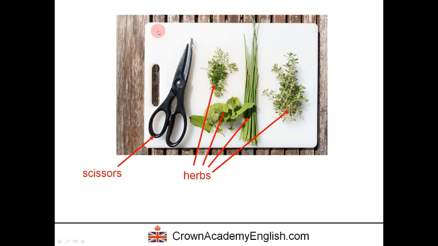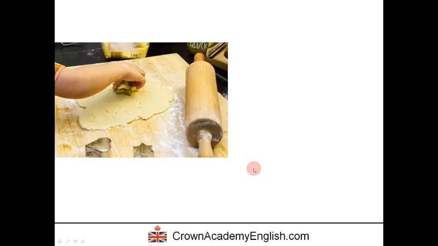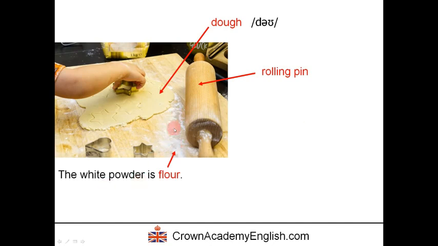And finally, do you remember the word for this white thing here? Chopping board. Chopping board. Remember, we saw this word earlier. So this food is called dough. Be careful of the pronunciation. Dough. And this is a rolling pin. A rolling pin. And this white powder is called flour. Flour.